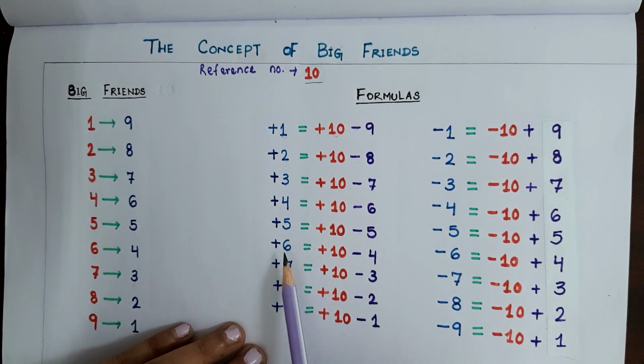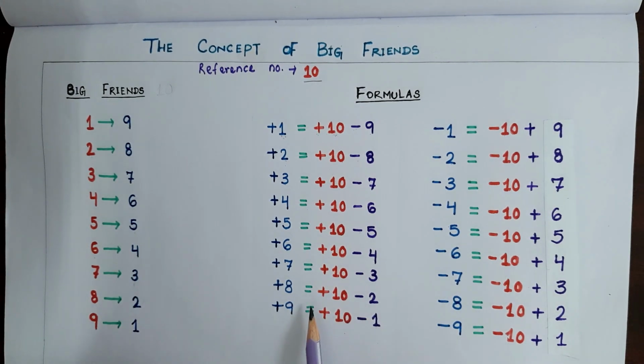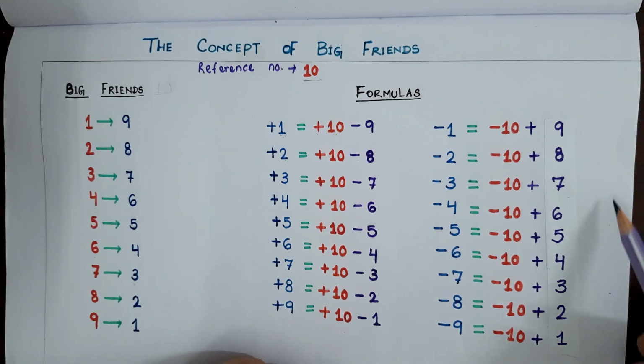For addition of 6, we need to add 10 and subtract the big friend of 6, that is 4. Like this, for addition of 8, we need to add 10, then subtract the big friend of 8, that is 2. Like this, for addition of 9, we need to add 10, then subtract the big friend of 9, that is 1. Now let's see how the subtraction formulas are designed.